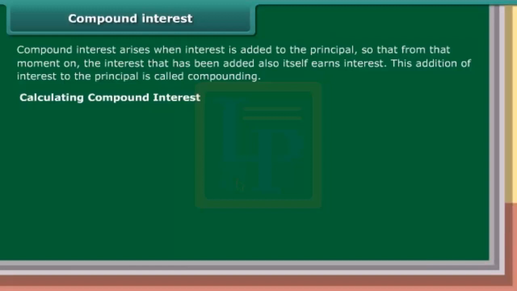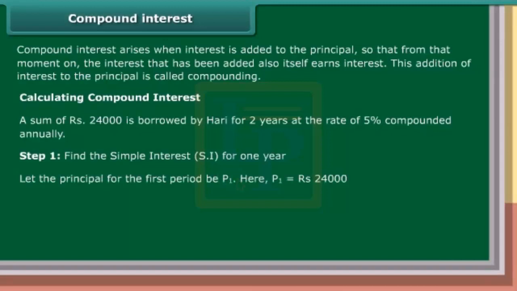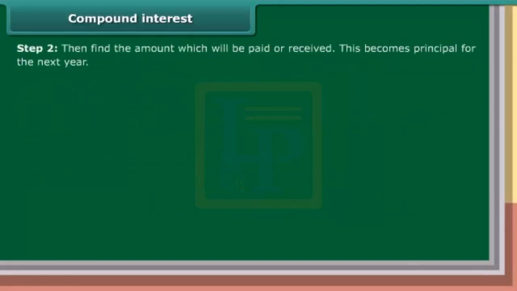Calculating compound interest. A sum of rupees 24,000 is borrowed by Hari for 2 years at the rate of 5% compounded annually. Step 1. Find the simple interest SI for 1 year. Let the principal for the first period be P1. P1 is equal to rupees 24,000. SI1 is equal to SI at 5% for the first year, which is equal to rupees 24,000 into 5 upon 100, which is equal to 1200.